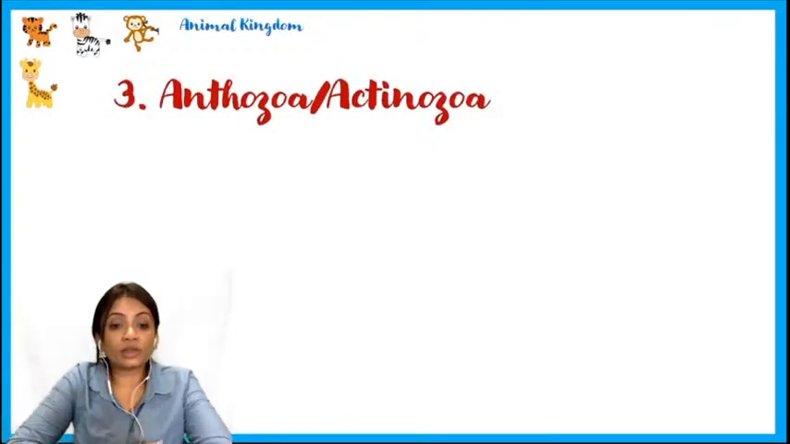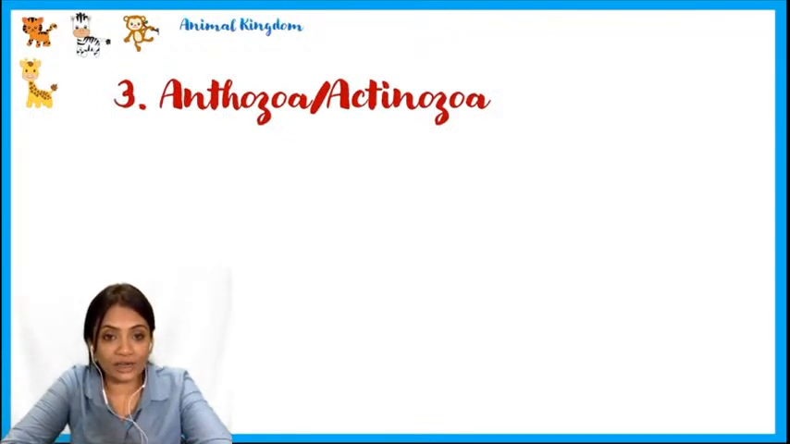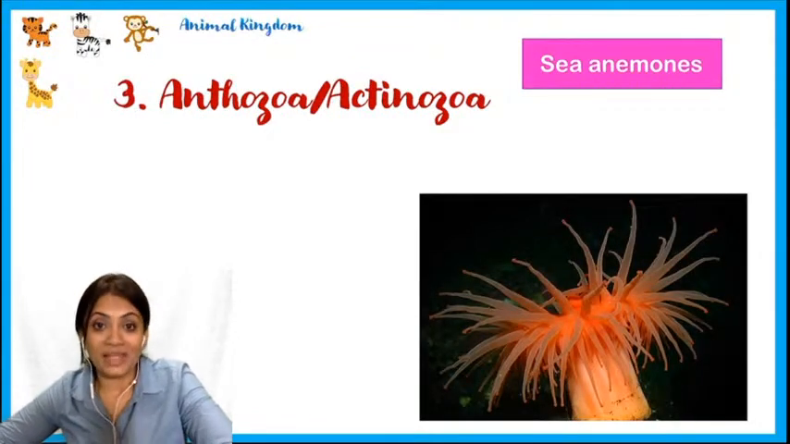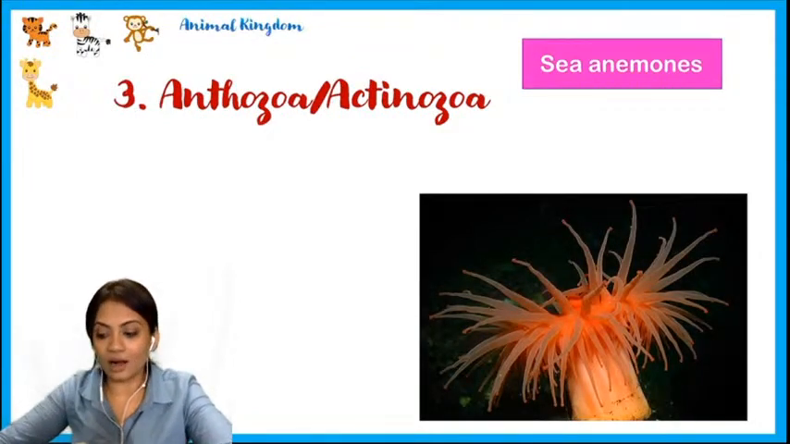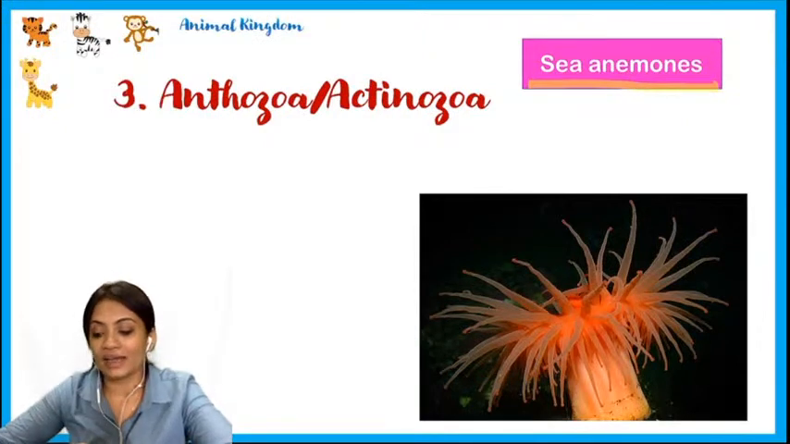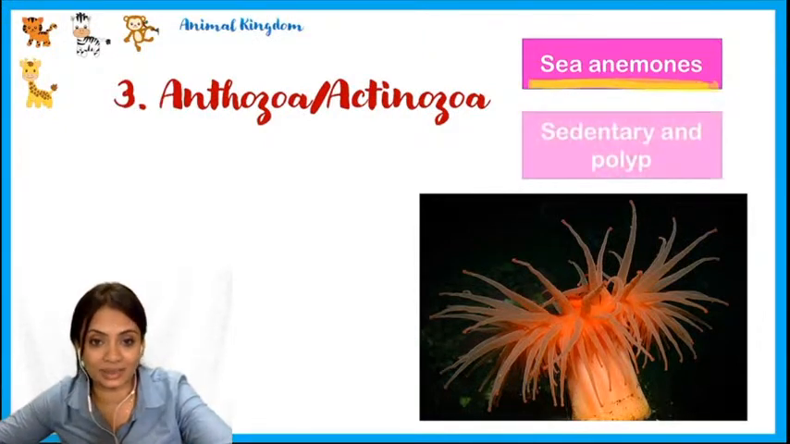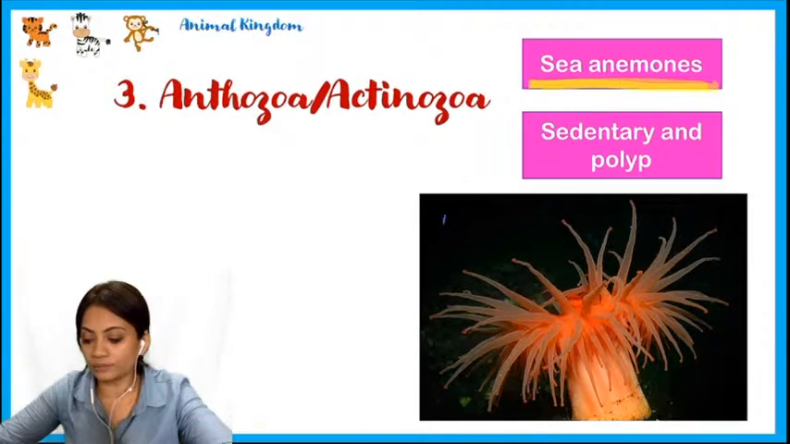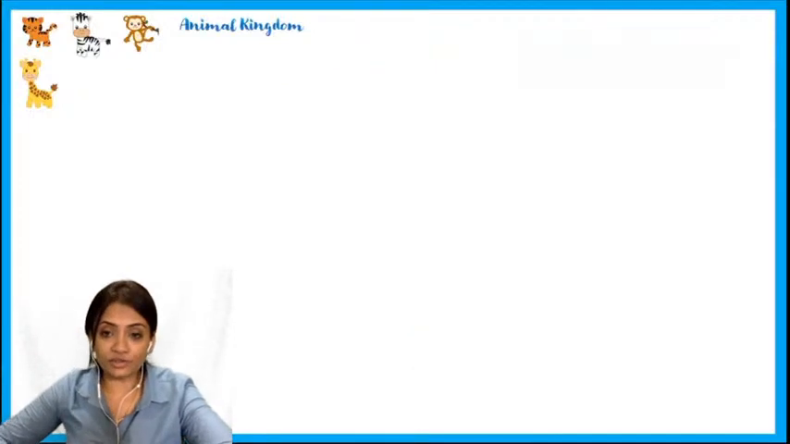Next, talking about the third phylum, and that third phylum is Anthozoa or Actinozoa. Now, talking about Anthozoa or Actinozoa, the example that we see here are the sea anemones. Now, when we talk about these sea anemones, let's see what else this class is about. These are the sedentary and the polyp versions. Like how you see here, this is the sea anemone. Alright, these are sedentary and polyp.